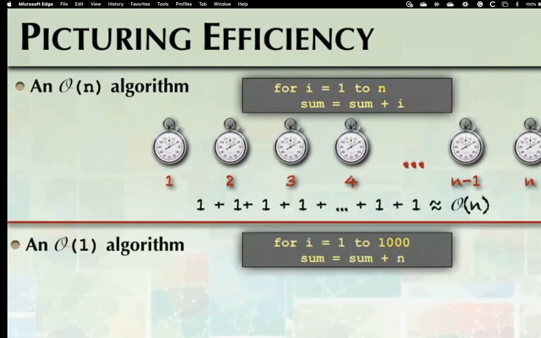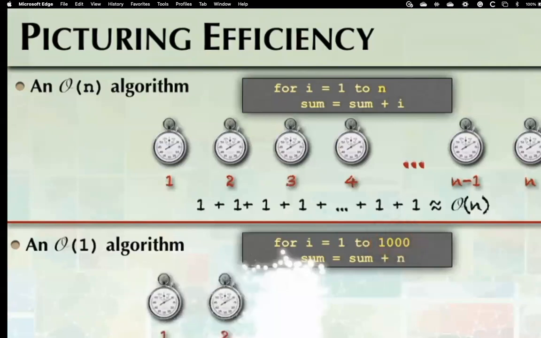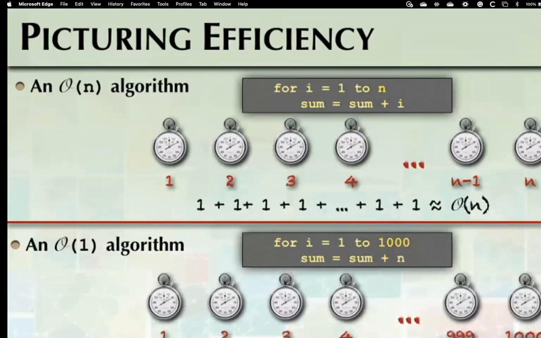We still have a loop, and we still have n, but why does this loop have a big O of only 1? The key is that the loop always executes the same number of times, no matter what the value of n. We always add n to some 1,000 times. If n is 1 million, we still only add n to some 1,000 times. If n is 3, we still add n, or 3, to some 1,000 times.